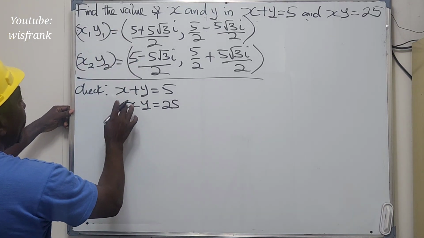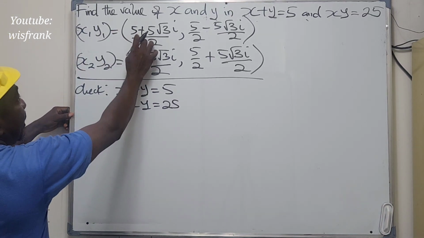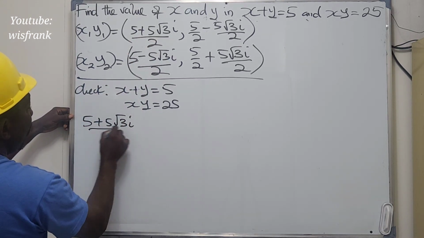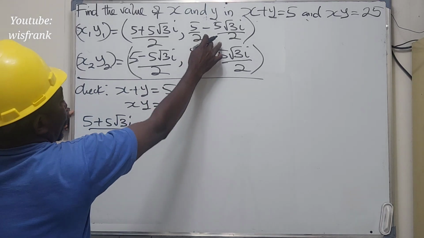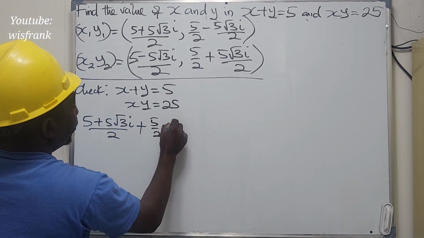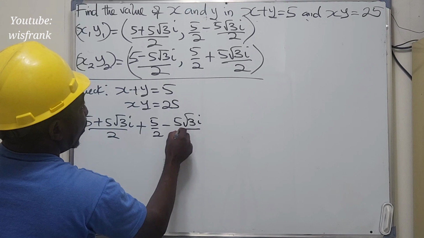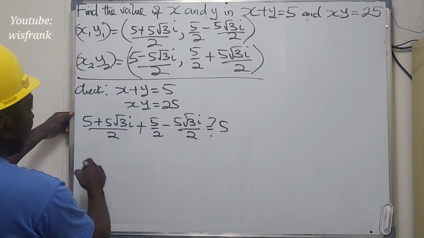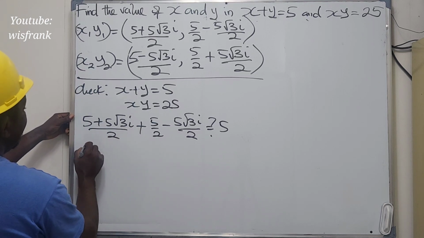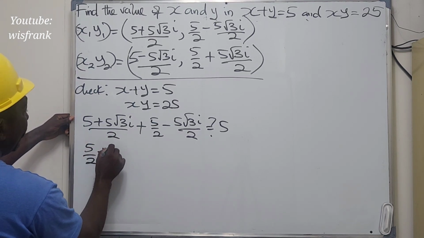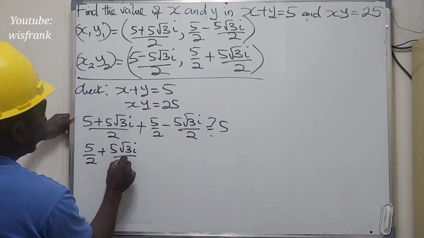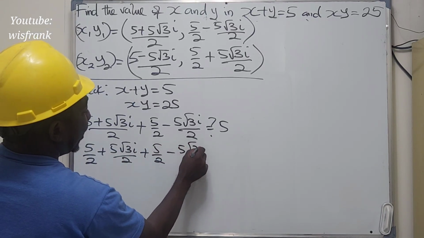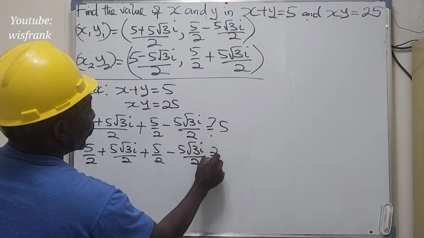So in this case, we have our x plus y. This is our x, which is 5 over 2 plus 5 root 3i over 2, then plus y, which is 5 over 2 minus 5 root 3i over 2. Will this equal 5? Let's add this. This is the same thing as having 5 over 2 plus 5 root 3i over 2 plus 5 over 2 minus 5 root 3i over 2. Will this equal 5?